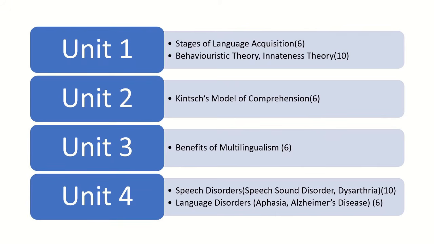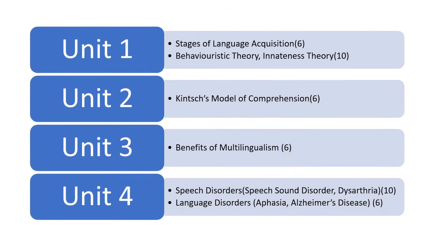And unit 4, we have speech disorders as well as language disorders. From speech disorders we need to look into speech sound disorder and dysarthria. This question can be expected as a 10-mark question, 6-mark question as well as 3-mark question, and this is one of the important topics of this unit. Next is language disorders. Inside the language disorders, we can expect questions from Alzheimer's disease and aphasia. These can be 6-mark questions.